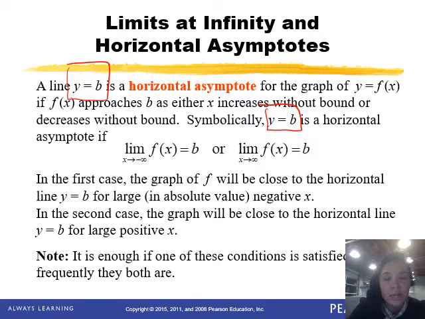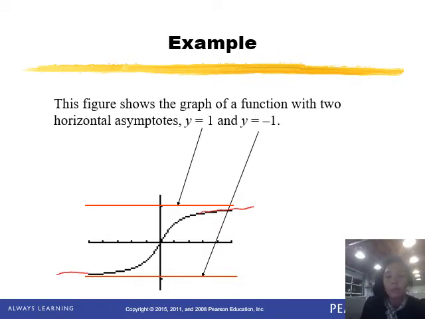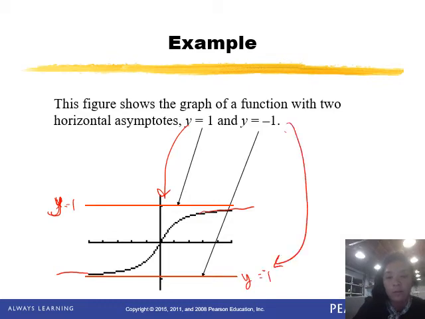The limit as x approaches negative infinity is some value b, and the limit of f of x as x approaches positive infinity is some value b. That's its definition there. You can see on this particular graph that although it gets really close to both 1 and -1, it never quite reaches those values. So this graph has horizontal asymptotes at y equals 1 and y equals -1.